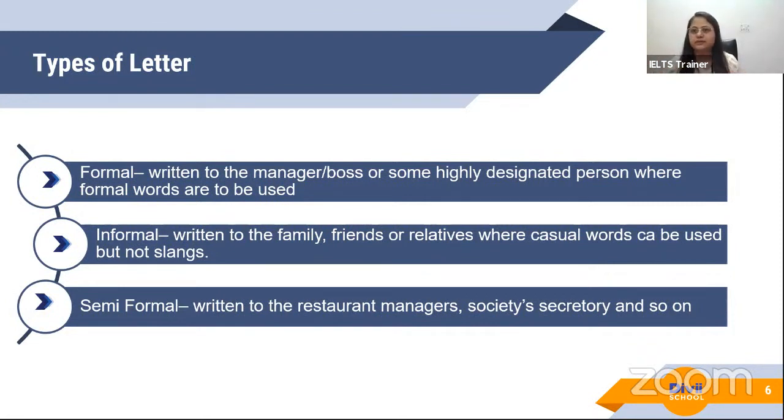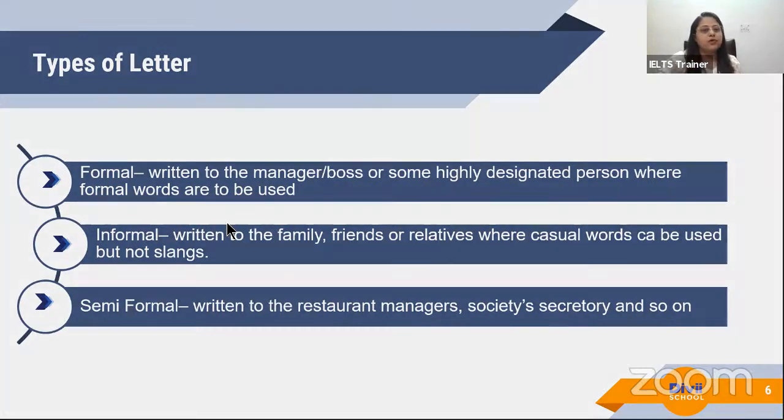And then we have the semi-formal ones. Semi-formal letters are written to the restaurant manager or the society secretary and so on. For example, you had gone for dinner to a restaurant and you are not at all happy with the meal you had there. Now you will write a complaint letter to the restaurant manager, explaining your entire situation: how people greeted you, or that they disrespected you, and that the food was not delicious, not tasty, not good at all. You write your entire experience that you were not happy with, in that semi-formal letter, which is a complaint letter, obviously.